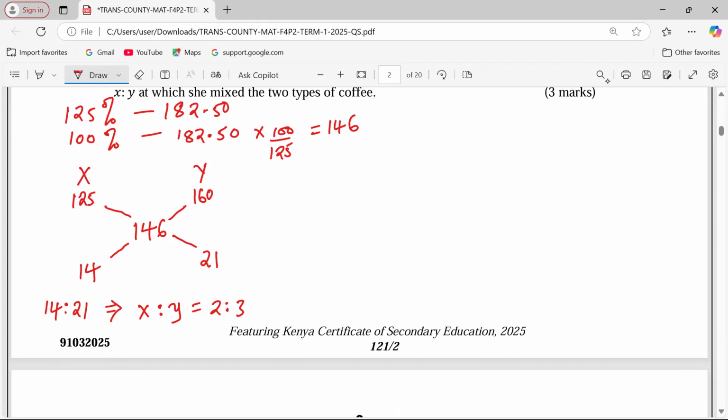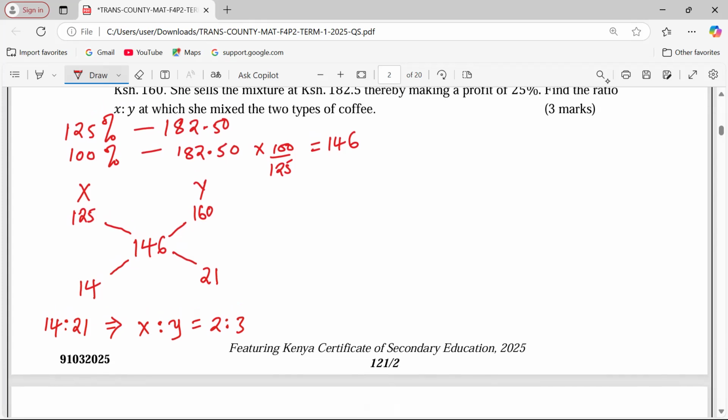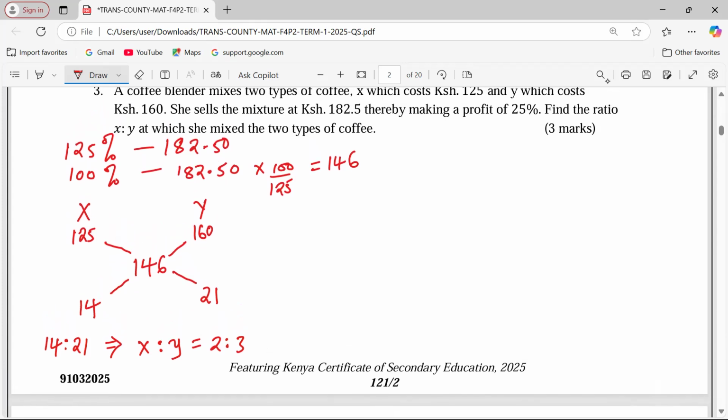So a ratio is supposed to be left in its simplest form. You are not supposed to leave an unsimplified ratio. It will not earn you the final mark. That's one method that you can use by just subtracting. But now we can also do it in a different way.